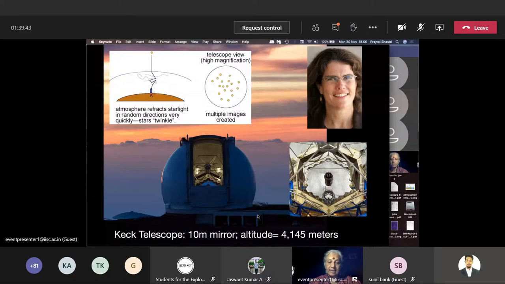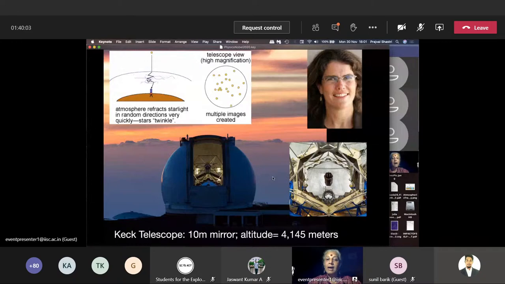Then the Keck telescope was built. This is a telescope on Mauna Kea, which is in Hawaii, which has an extremely stable atmosphere. And this telescope has a very, very big mirror, a 10-meter mirror. And so Andrea Ghez, who just joined UCLA at that time, harnessed the Keck telescope to image the center of the Milky Way.